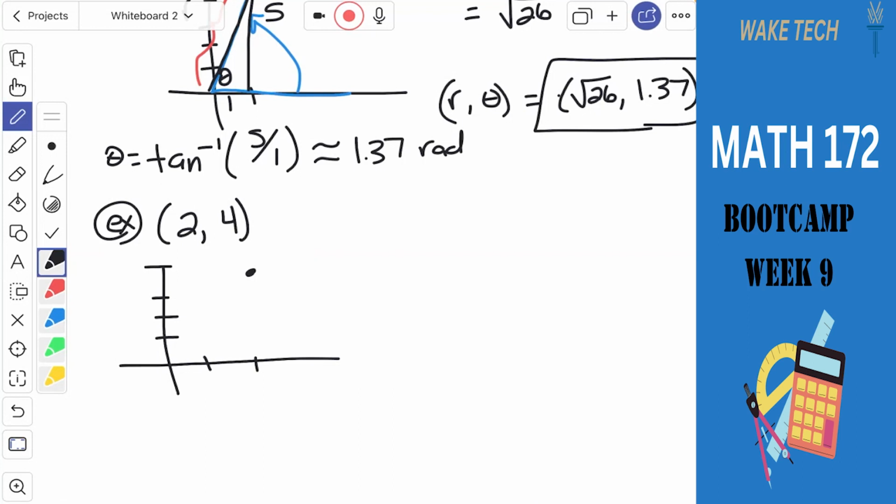If instead we wanted to write that same point in polar coordinates, we need to figure out the r value and the theta value, which can be done by creating a right triangle, figuring out theta, and figuring out r.